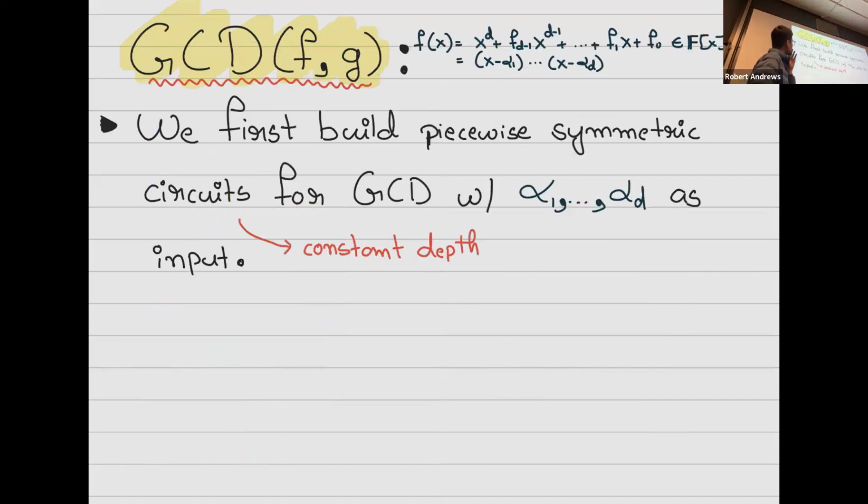For GCD, I will not talk about how we do GCD exactly. What we do is we first build some circuit: given the roots alpha 1 up to alpha d, I'll try to build.